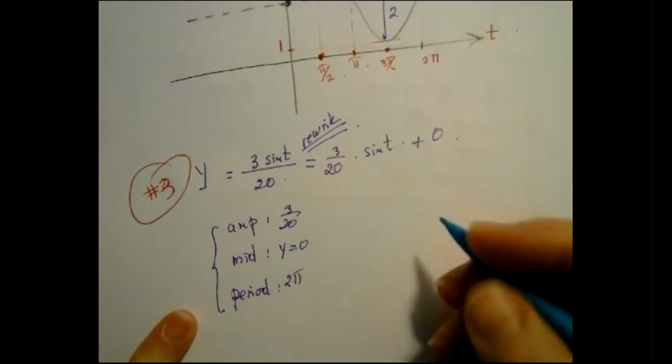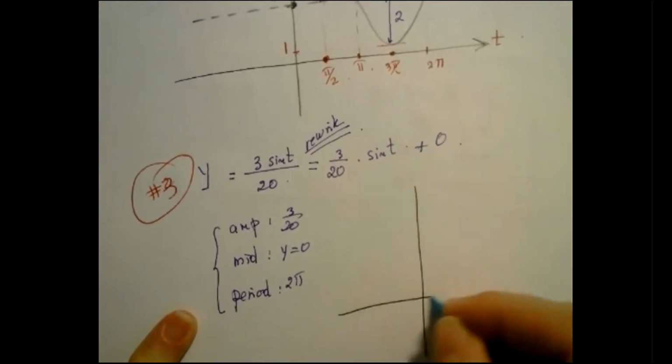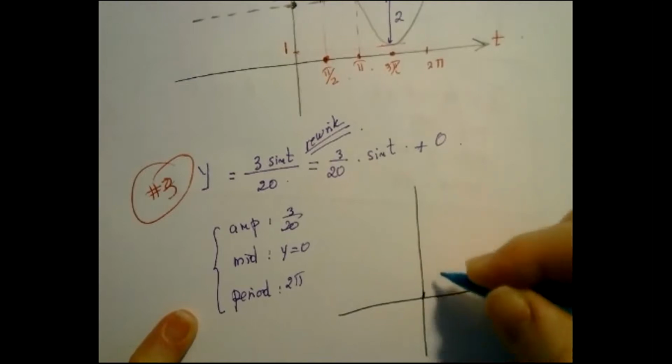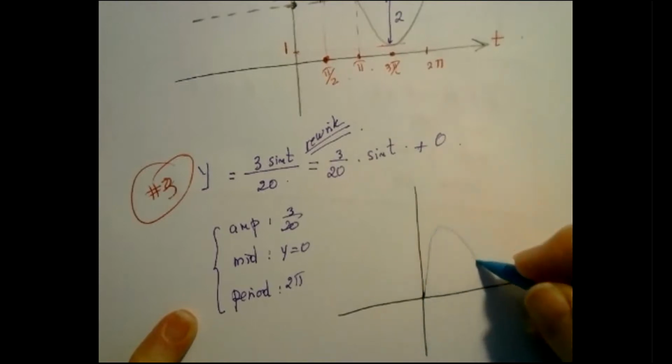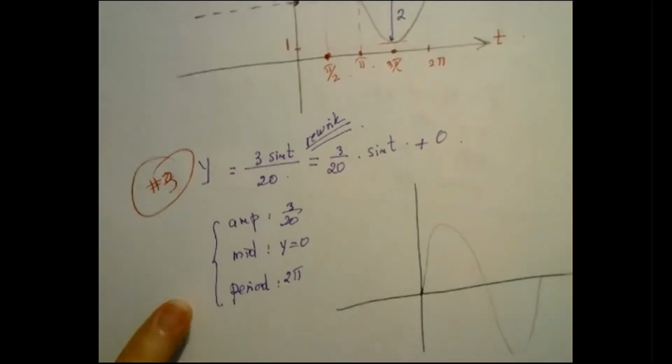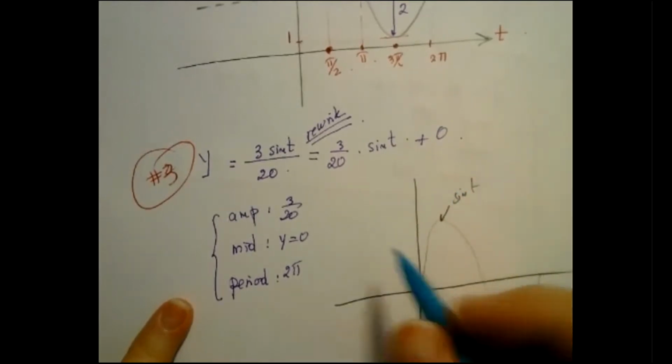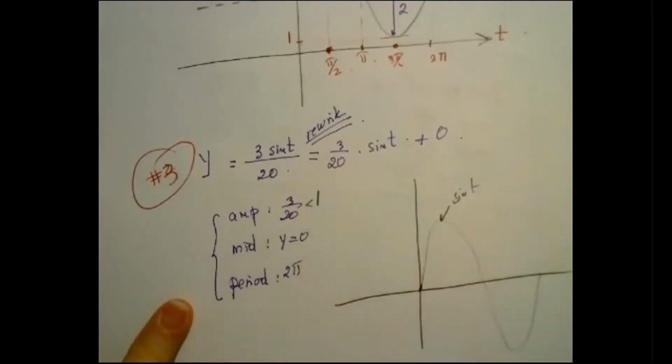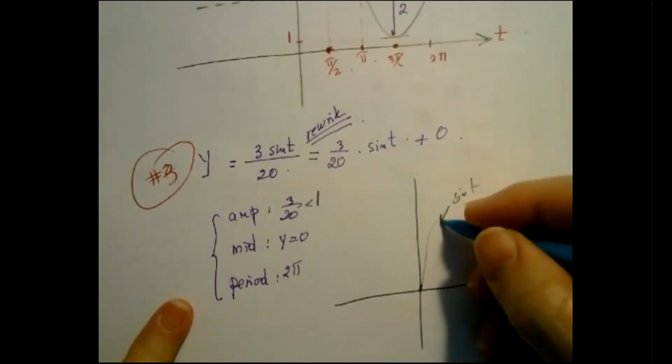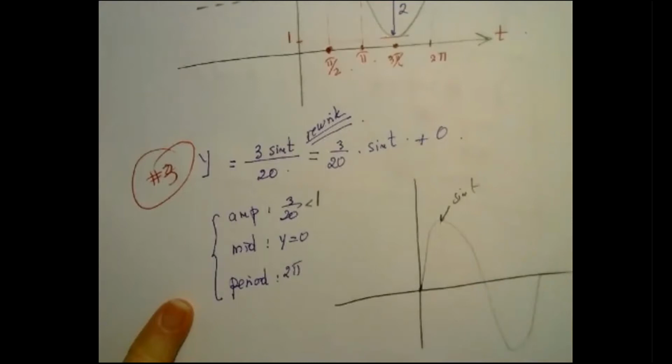So now what we're doing is the graph of sine, we're actually compressing it because the graph of sine goes up to 1 and goes down. That's the sine. 3 over 20 is a number which is less than 1. So what we're doing is actually shrinking, compressing it by 3 over 20. So my graph is going to look like that.